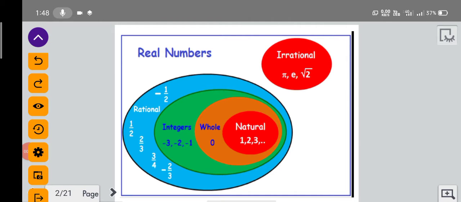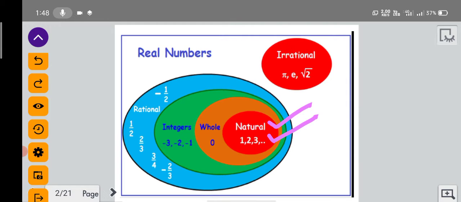Here you can see the numbers 1, 2, 3, 4, 5, 6 and so on. So these numbers are called counting numbers. They are also called natural numbers. Now here you can clearly see one number is missing, that is 0.